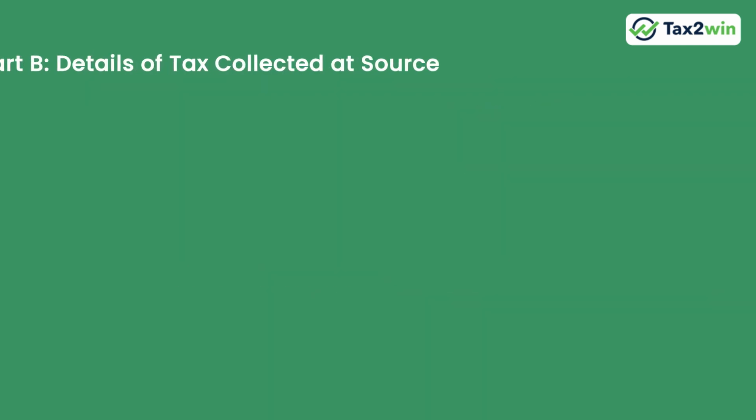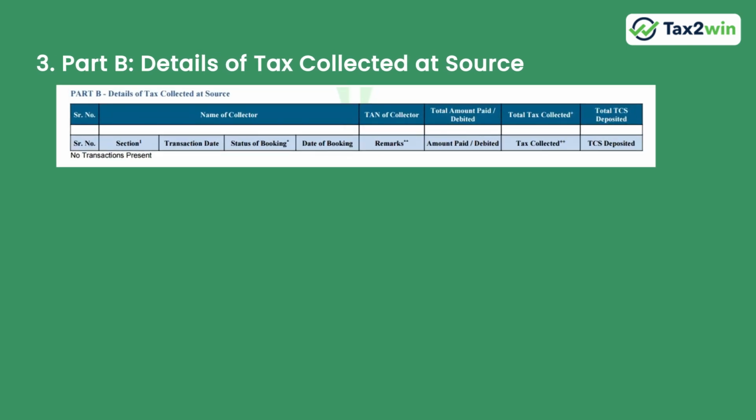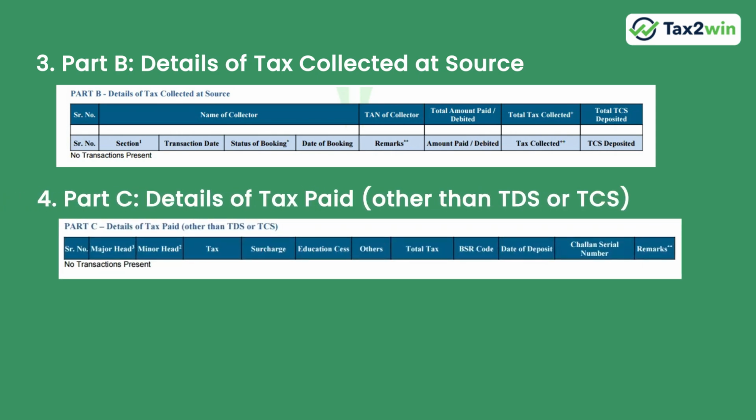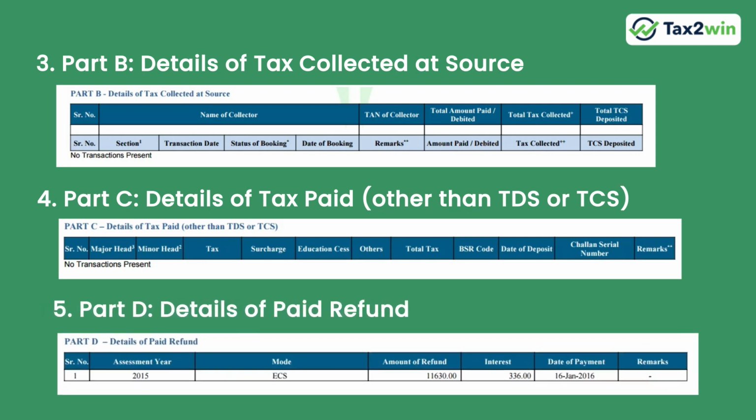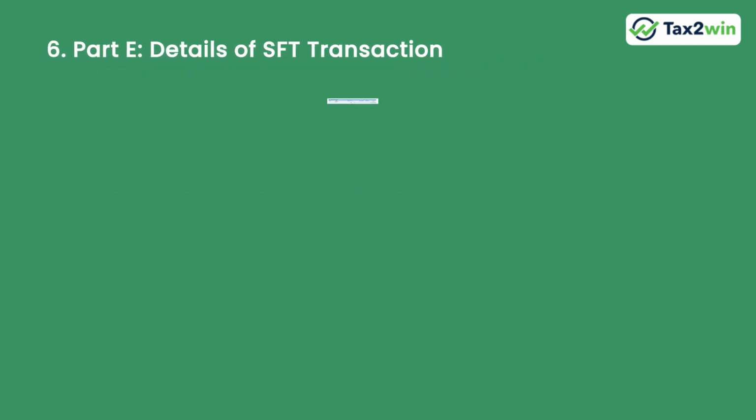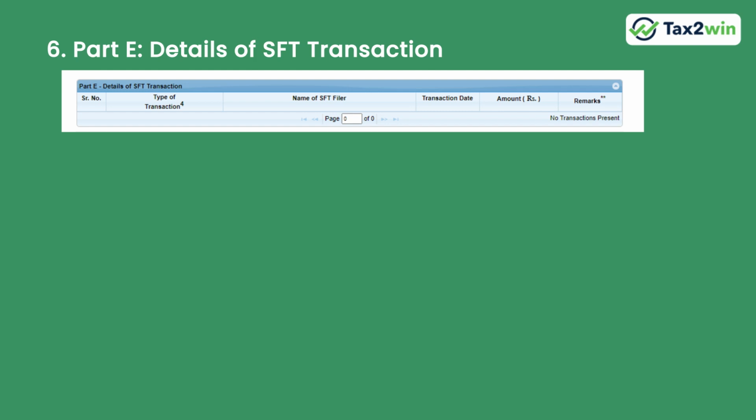Part B. Details of tax collected at source. It contains details on tax collected at source by a seller of goods. Part C. Details of tax paid other than TDS and TCS. Part D. Details of paid refund. Part E. Details of SFT transaction. SFT transaction means specified financial transactions.